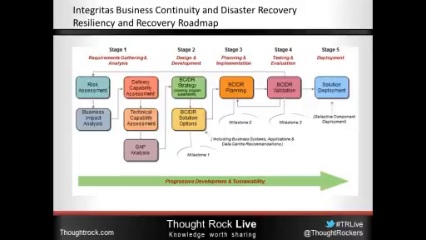Wes, we have a question. Yeah. What are the processes that can be used to ensure the maintenance and ongoing improvement of the business continuity and disaster recovery program? And are there ITIL processes that map to that, or what have you seen?